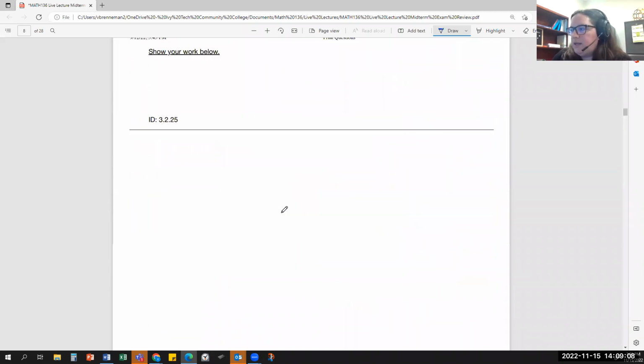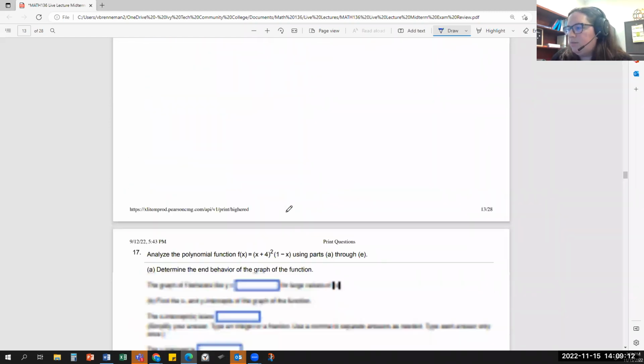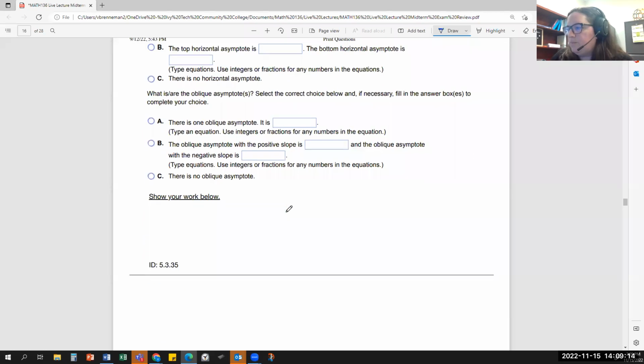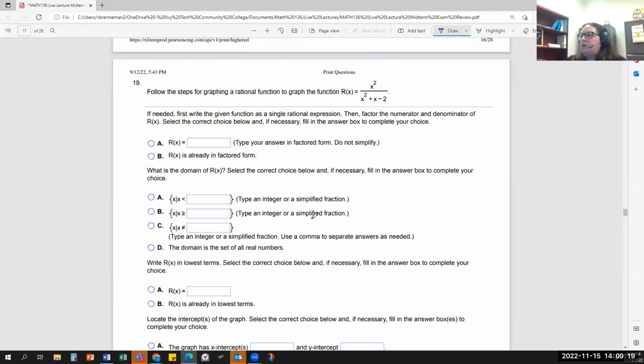Okay, so number 19 is one of those big, messy rational equations, I'm assuming. And so we will take a look at that. All right, so number 19, we have x squared over x squared plus x minus 2. And you have this whole process that MATLAB takes you through.